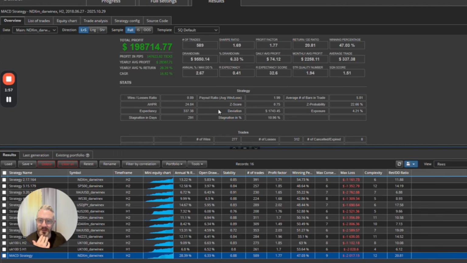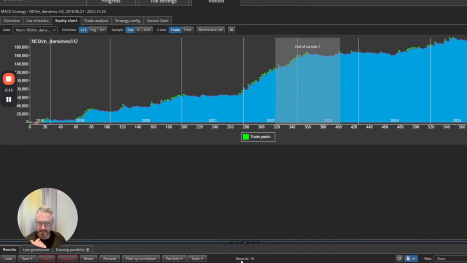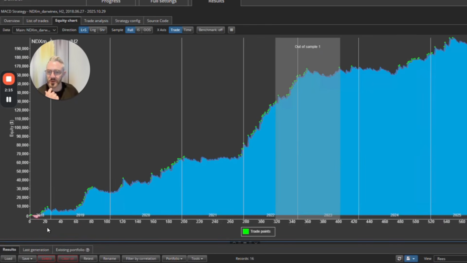So that's the results of the strategy itself. Let's just say it's 30% annual return with a profit factor of 1.77. So in my eyes, that's really, really good. Let's actually look at the equity chart and how it performed over this time period. You can see from 2018 all the way to 2025 it is very profitable.